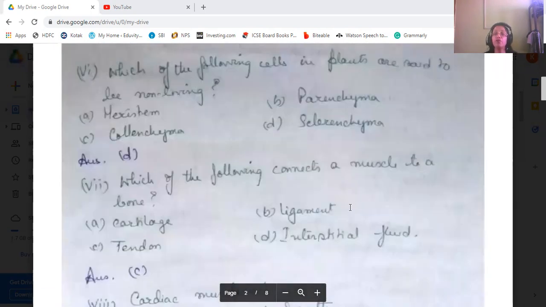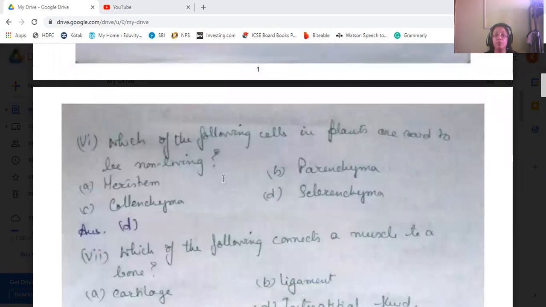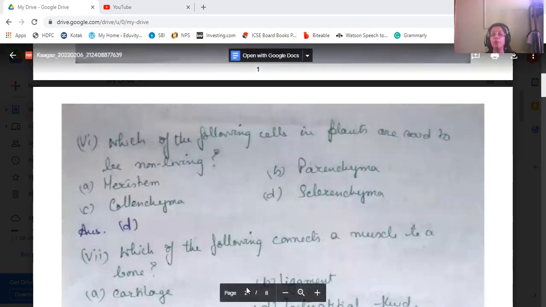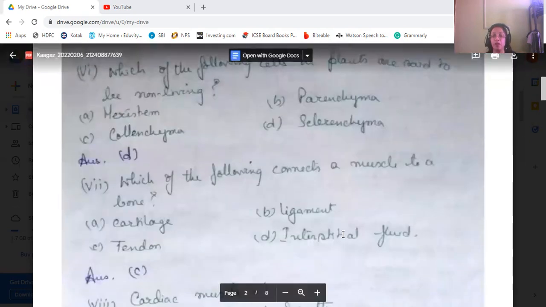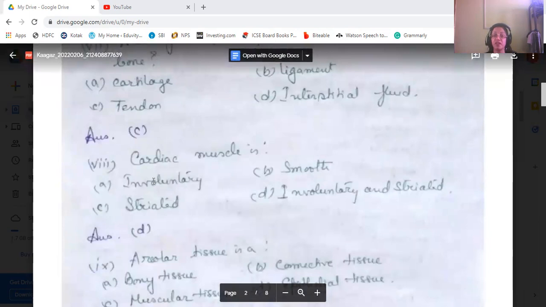Okay. Which of the following in a plant are said to be non-living? Meristem, parenchyma, collenchyma, and sclerenchyma. The non-living tissue in these four options is the sclerenchyma tissue. These are dead cells in the plant. Okay. Then, which of the following connects a muscle to a bone? Muscle to a bone is connected by tendon. Options are cartilage, ligament, tendon, interstitial fluid. So option C is correct.